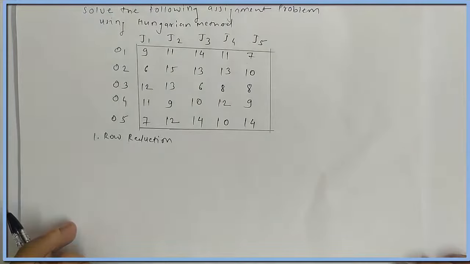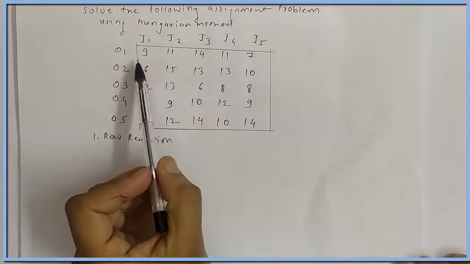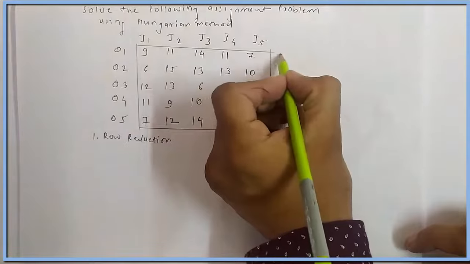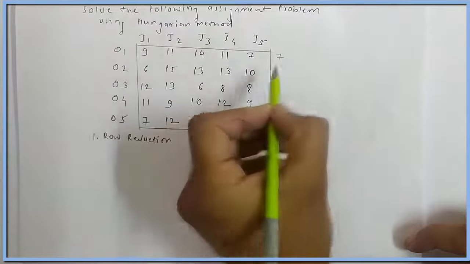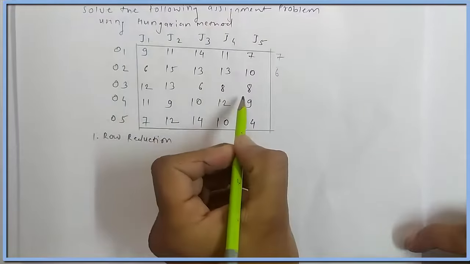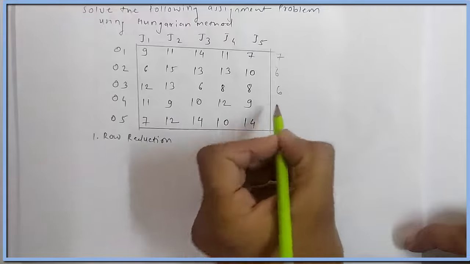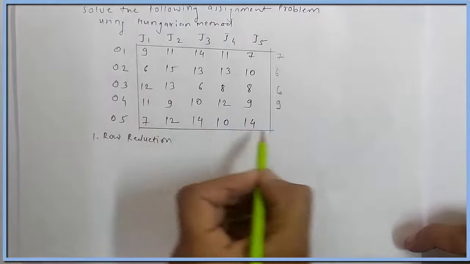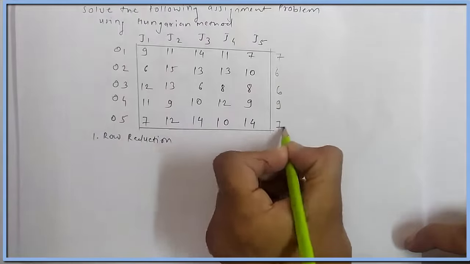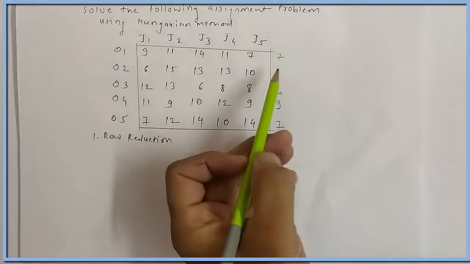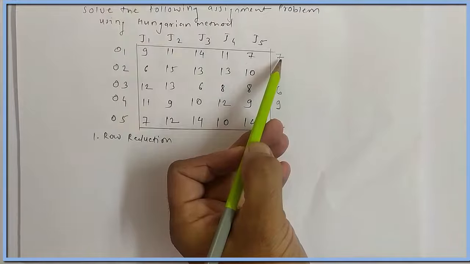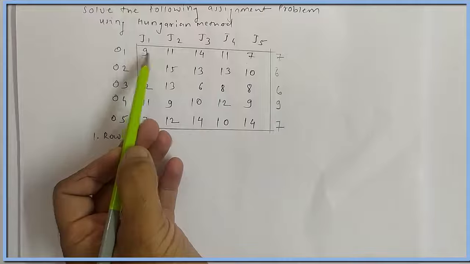In the row reduction, first of all, identify the smallest element in each row. In the first row, the smallest element is 7. In the second row, the smallest element is 6. In the third row, the smallest element is again 6. In the fourth row, the smallest element is 9. And in the fifth row, the smallest element is 7. After that, you have to subtract the smallest element from each element of that row.